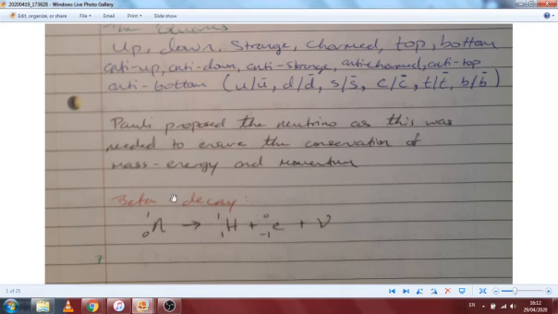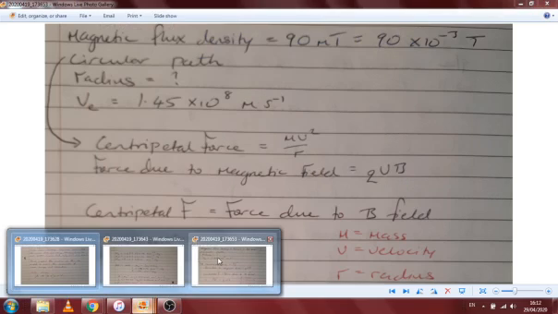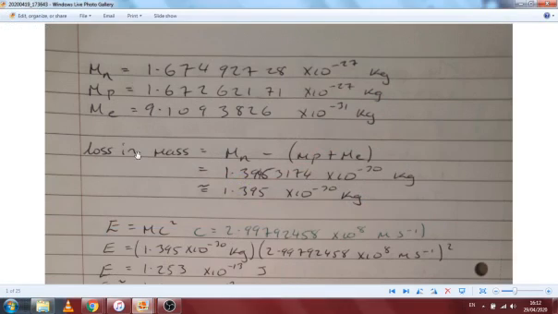Then the next thing we're asked to do is calculate the energy released in mega electron volts during beta-decay. Again, this is a typical question that you'll have. You need to find the energy released in mega electron volts. That energy in this case comes from the loss in mass. So we go to our tables and we find the mass of the neutron, the mass of the proton, and the mass of the electron. They're all listed in there.